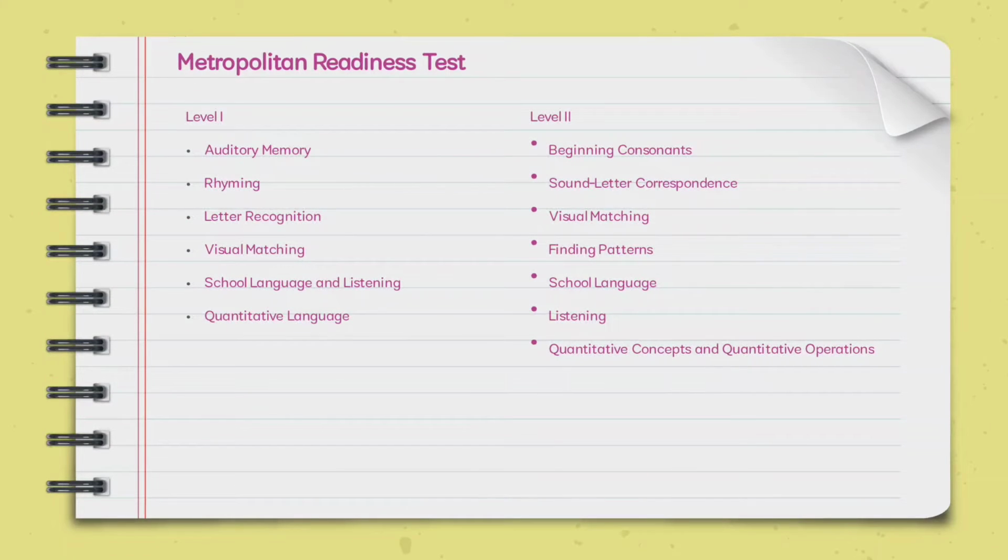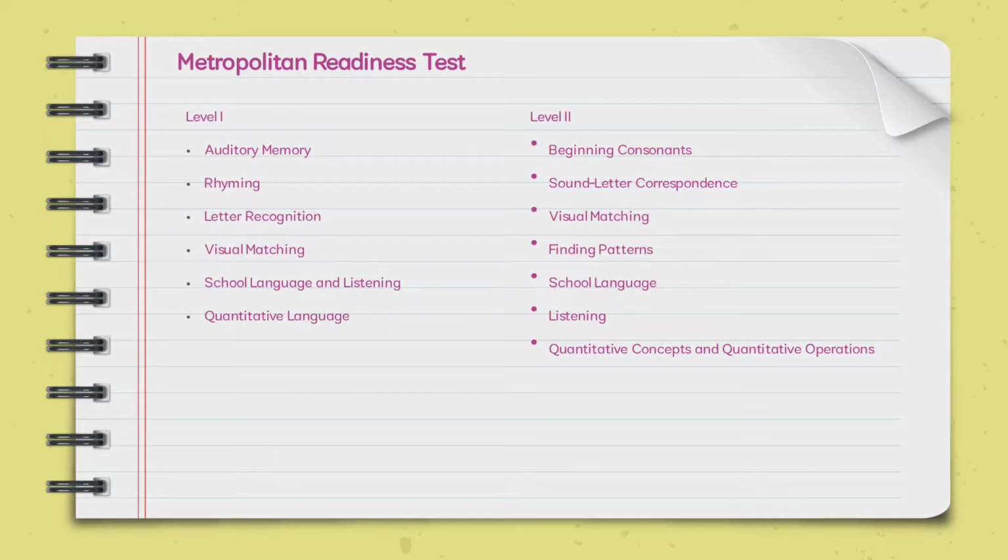As I said a while ago, there are two levels of the Metropolitan Readiness Test. The first one is level 1 and the second one is level 2. Under level 1 is the auditory memory. Four pictures containing familiar objects are presented. The examiner will read aloud several words while the children must select the pictures that correspond to the same sequence of words that were presented orally.